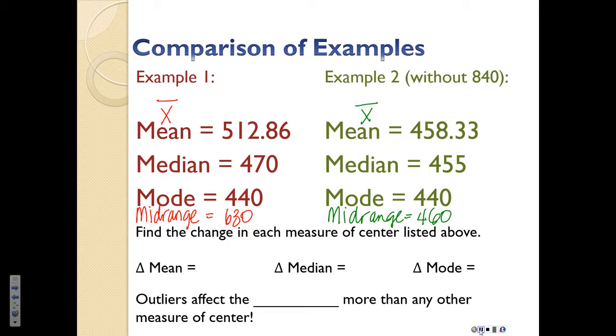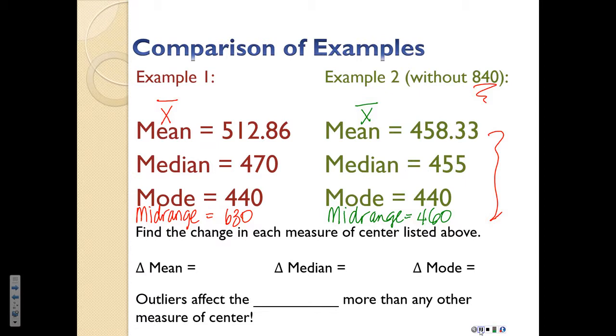When we look at this, which example do my measures of center look very similar? Example 1 or example 2? Example 2. Notice that these numbers are a lot closer together, right? Because we took out that high number. So this really truly shows you what your measures of center are all about, okay?